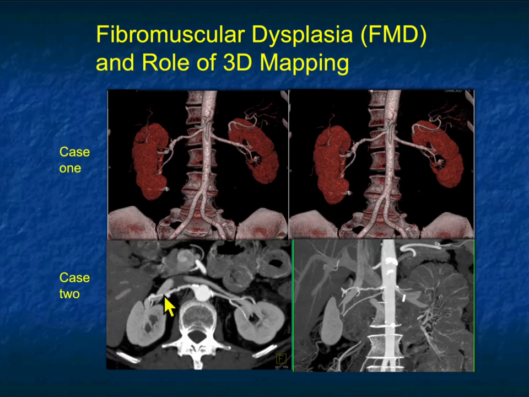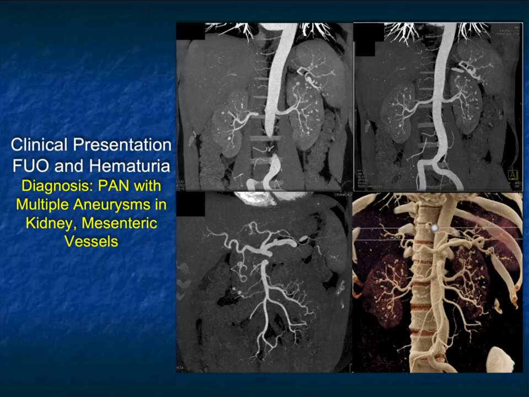You see in this case, extensive disease on the right. The left looks pretty good. Volume rendering and MIP imaging, and this was classic fibromuscular dysplasia with beading. We also know in this patient with hematuria, we looked and we found multiple aneurysms throughout both kidneys.